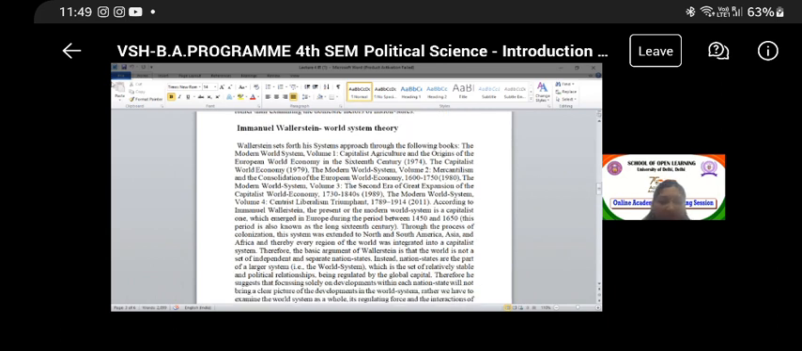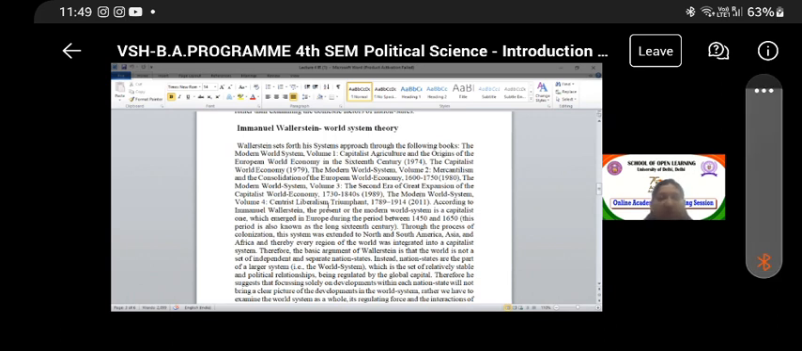Within the systems approach, what Immanuel Wallerstein has to say. Wallerstein sets forth his systems approach through the following books. These are the names of his books. You know, The Modern World System. This you can find in any other book also. The names of the books I have just written here for your reference, and you can take all the names in the paper, or as many as you can.